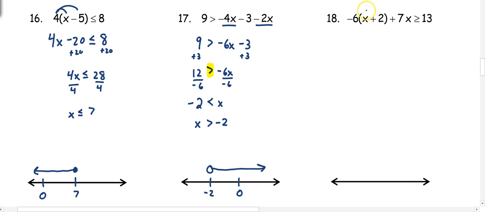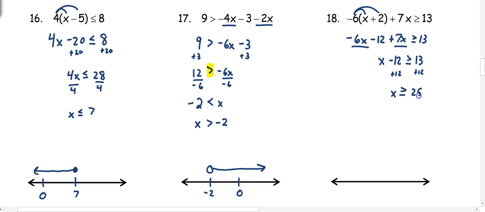Number 18, the first thing we need to do is distribute the negative 6. So we get negative 6x minus 12 plus 7x is greater than or equal to 13. So we're going to combine the x terms together. And we get x minus 12 is greater than or equal to 13. I can add 12 to both sides. I get x is greater than or equal to 25.